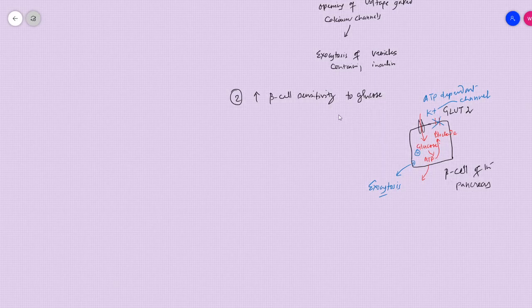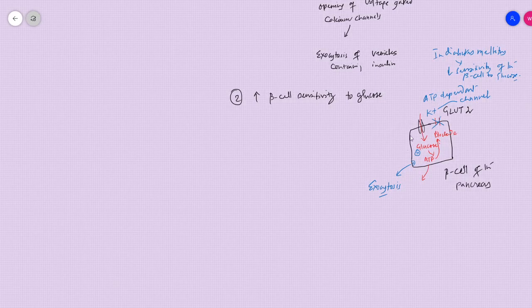Now, in our case, there is less sensitivity of the beta cell to glucose, because this is a diabetic patient. So what does this drug do? It directly goes and blocks the ATP-dependent potassium channel, and subsequently it also increases sensitivity to glucose. So in diabetes mellitus, there is decreased sensitivity of the beta cell to glucose.